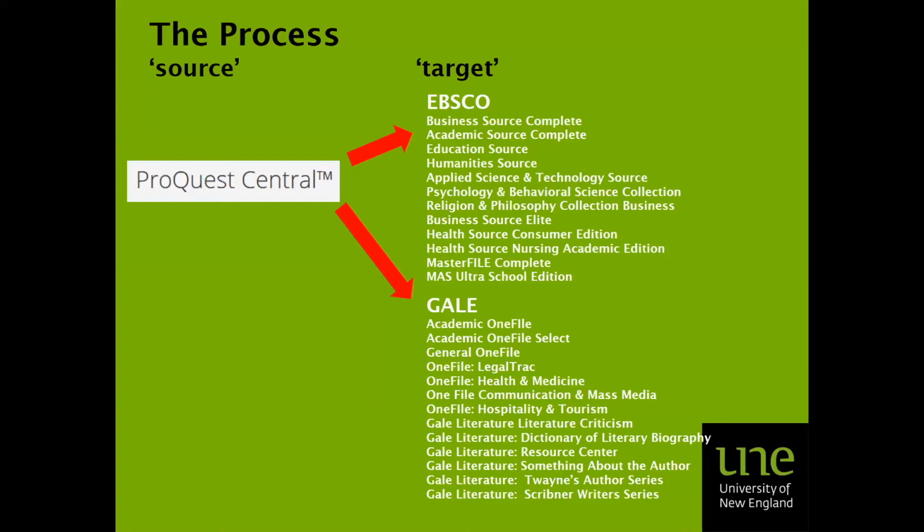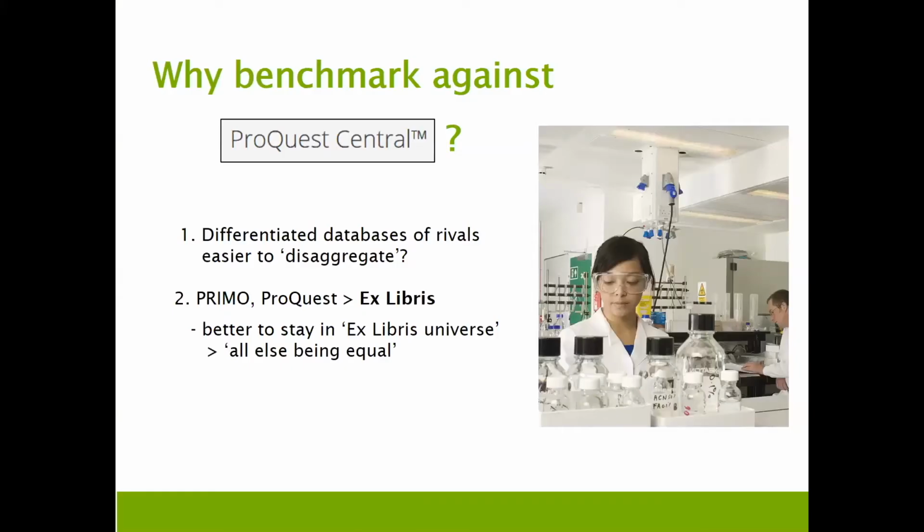So the method we pursued was to compare the 27 databases in our EBSCO and Gale packages with one source from ProQuest, which was ProQuest Central. So in effect, we were benchmarking against ProQuest Central. We had a number of reasons to benchmark against ProQuest Central. The first was since the ProQuest aggregation is one database and the other packages are differentiated, it made sense to interrogate the differentiated sources since there might be a chance to disaggregate those.